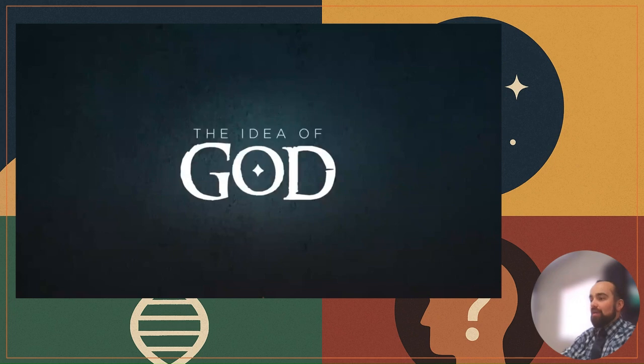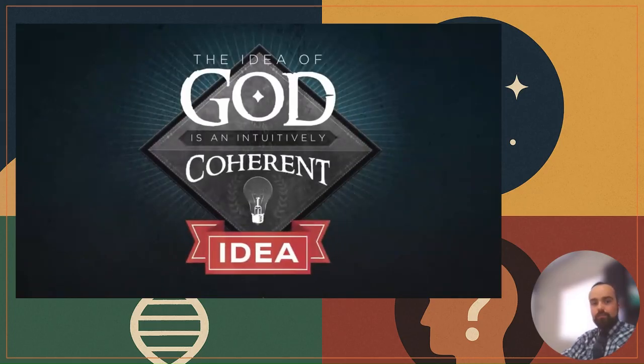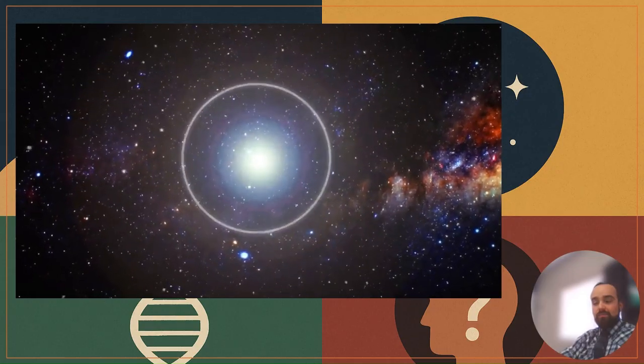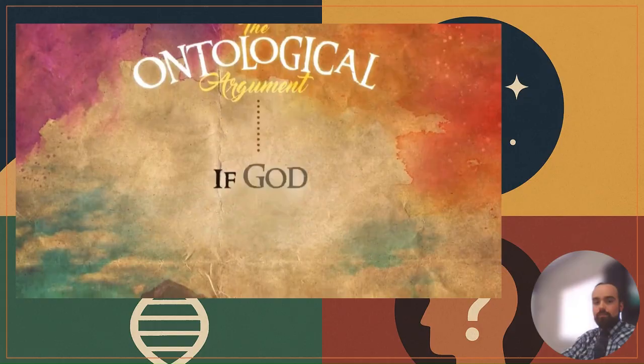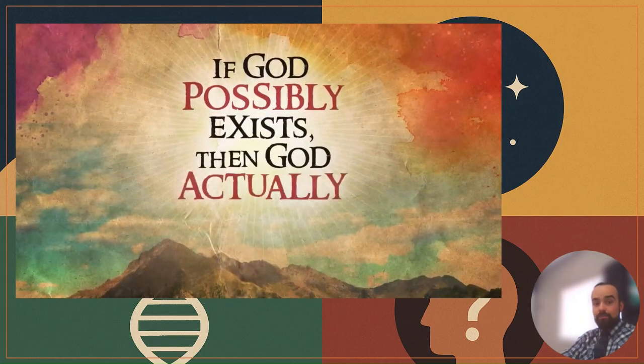So even in that way, there are a lot of other things beyond just your concept of God that break down based on these criteria. It's not logically coherent. It can't possibly happen. God, on the other hand, is an intuitively coherent idea. Therefore, his existence is a possibility. And the ontological argument shows that if God possibly exists, then God actually exists.